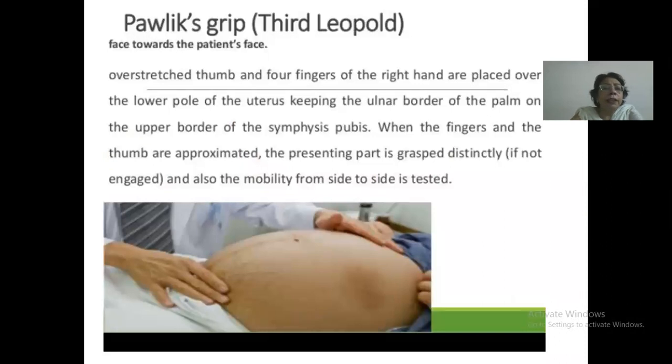Then coming on to the pawlick grip. Now you face towards the patient's face. The overstretched thumb and four fingers of the right hand are placed over the lower pole of the uterus, keeping the ulnar border of the palm on the upper border of the symphysis pubis. Now, when the fingers and the thumb are approximated, the presenting part is grasped distinctly if not engaged, and also the mobility from side to side is tested. And this mobility is called ballotability, which is very prominent in cases of vertex presentation or cephalic lies.